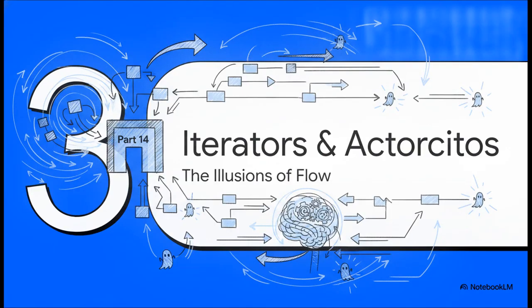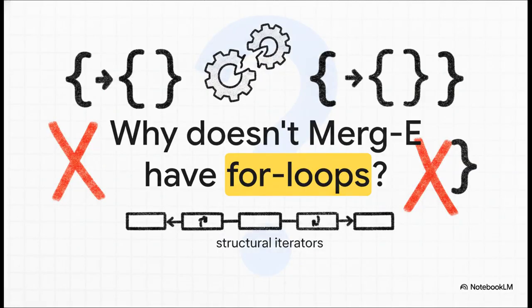All right, section 3. Let's get into part 14, iterators and actor-citos, or what we like to call the illusions of flow. Now, you might be wondering, why on earth doesn't Merg-E have for loops? It's a staple in literally almost every programming language out there. Well, the absence of a standard for loop is not an oversight. It's a deliberate design choice to keep the language implementation minimal. Merg-E wants to prevent deep, nested flow control inside functions because it considers that a bad practice. Instead, it leans entirely on structural iterators.